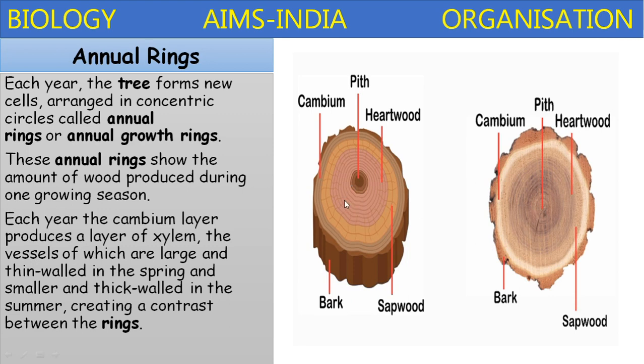Here this is during the spring, and these are the rings formed during the summer. So they are called heartwood, sapwood, the bark. This is the cambium and the pith. Here during spring season, pith, heartwood, sapwood, bark and cambium.